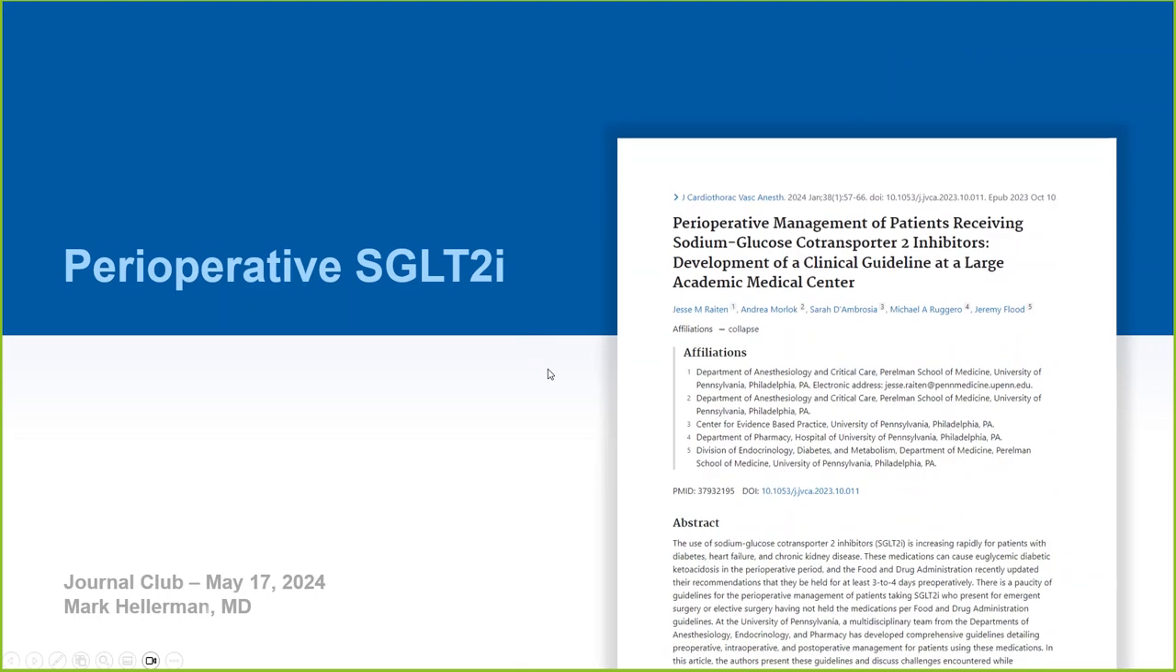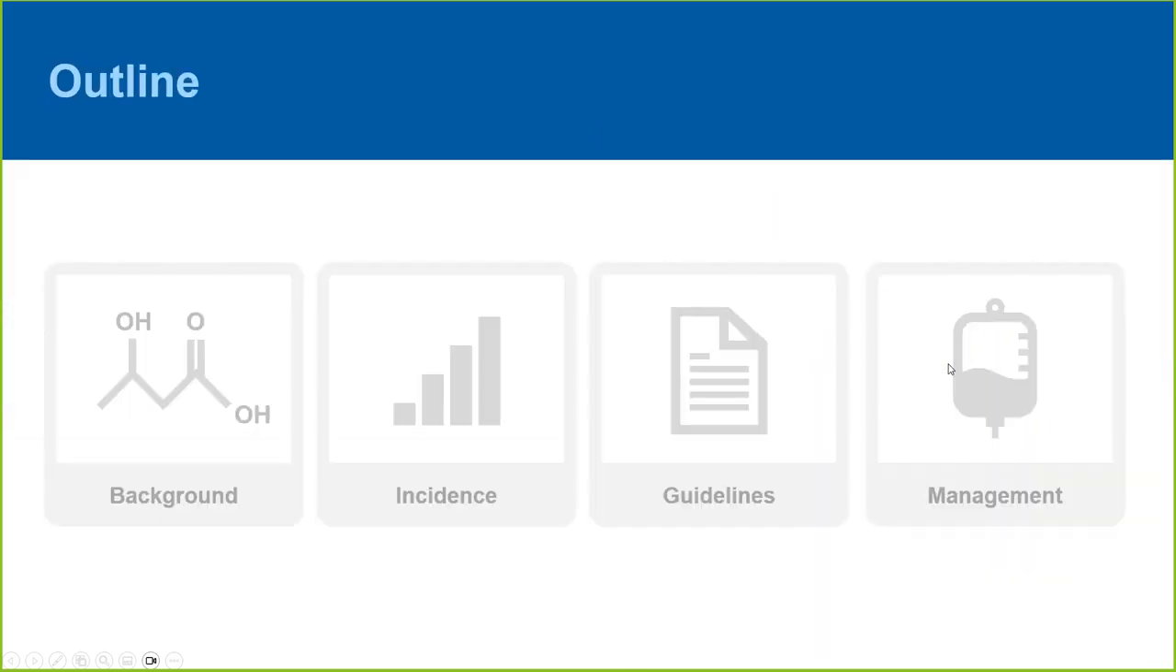So the article I sent out is this one, titled Perioperative Management of Patients Receiving SGLT2 Inhibitors: Development of a Clinical Guideline at a Large Academic Medical Center. And as you can see from the authors here, the academic medical center was UPenn.